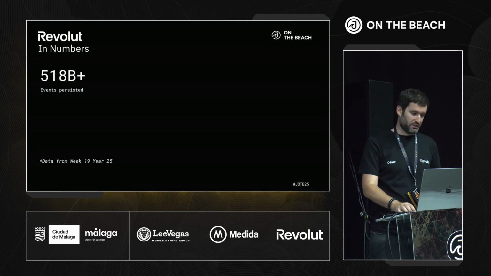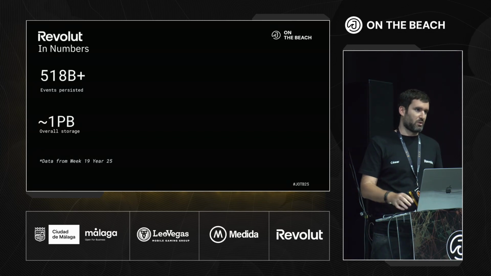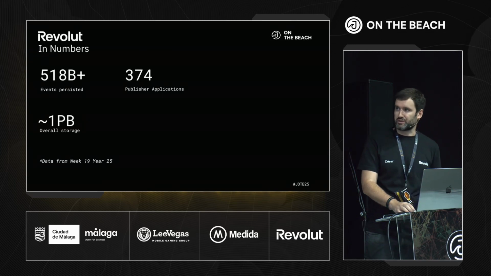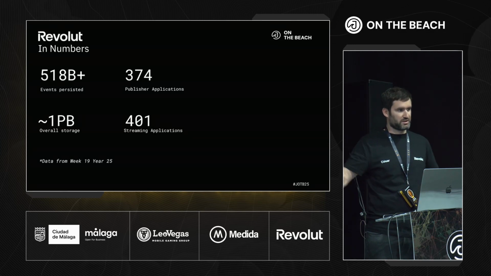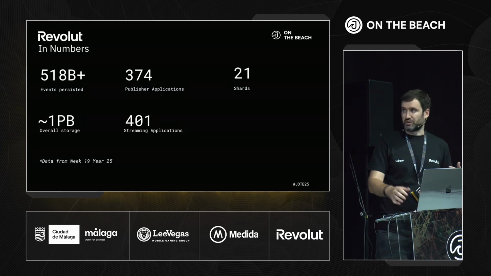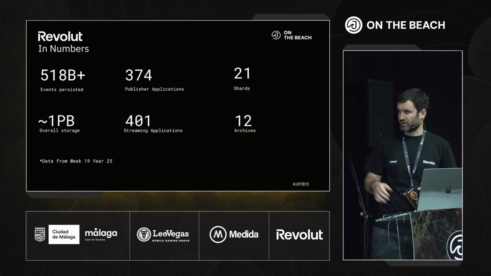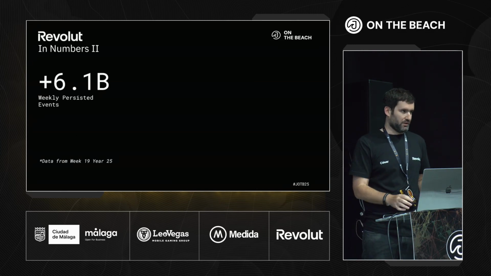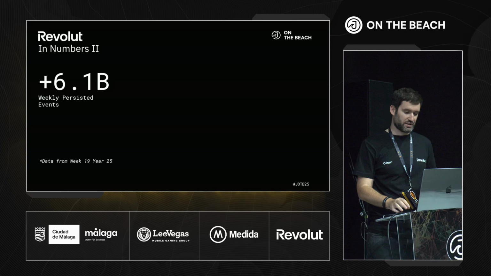So, we have persisted historically around 500 billion events. That means we are storing right now around 1 petabyte of storage. In terms of applications, we have 374 applications that publish events to Event Store, and around 400 applications that stream events from it. In total, this system is backed by 21 shards, and we have 12 archive DBs where we keep historical data.